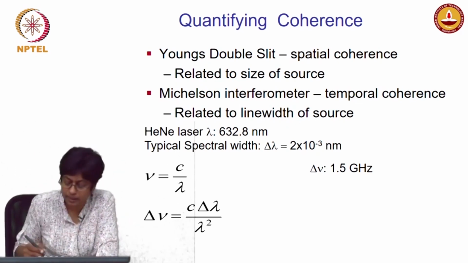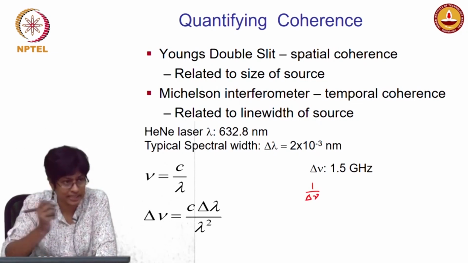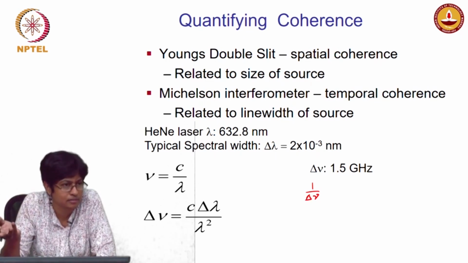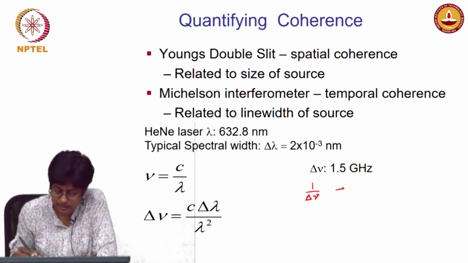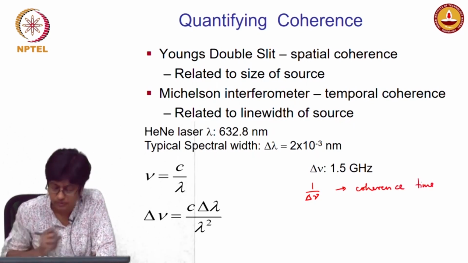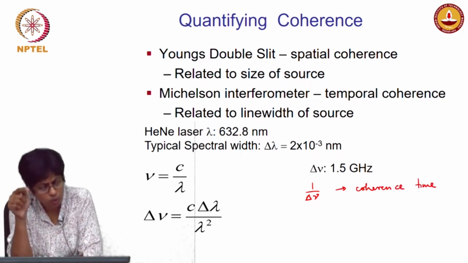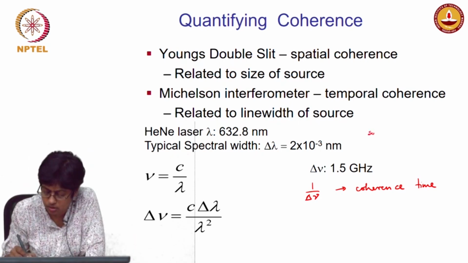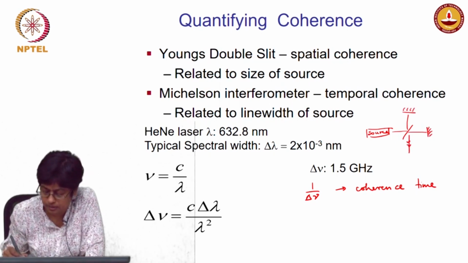Exactly. So he says 1 by delta nu, this is a time. This tells you the time for which this source stays correlated. This is nothing but called the coherence time of this source. Now go back to your Michelson interferometer. Remember, you had a source, beam splitter, mirror, mirror, and then you're looking at these beams here on a detector.